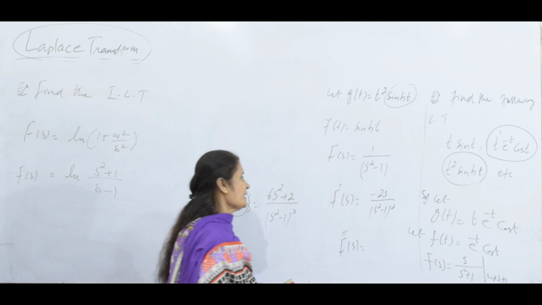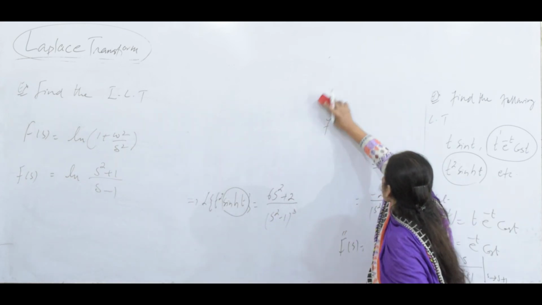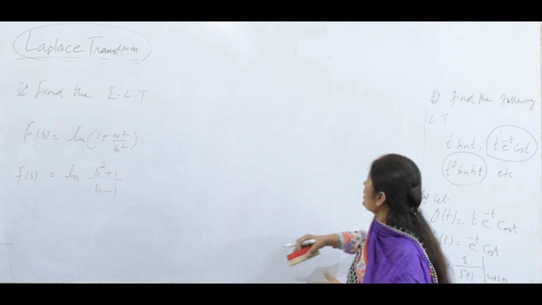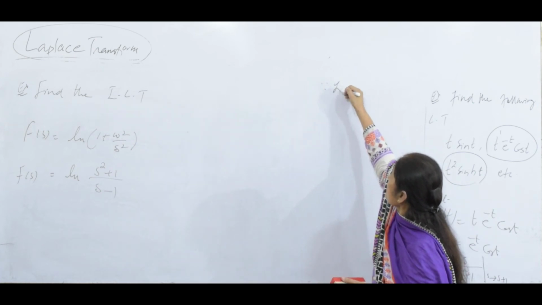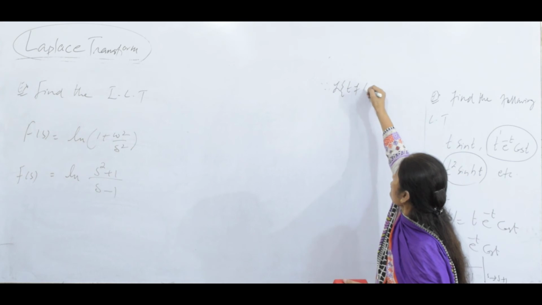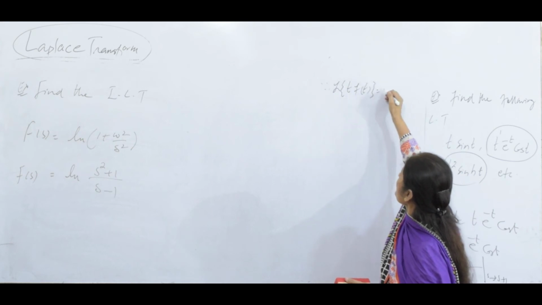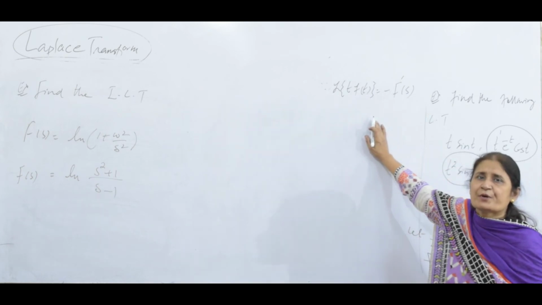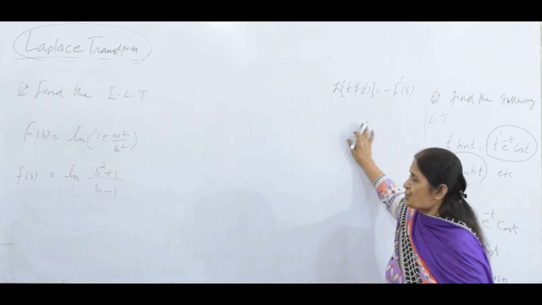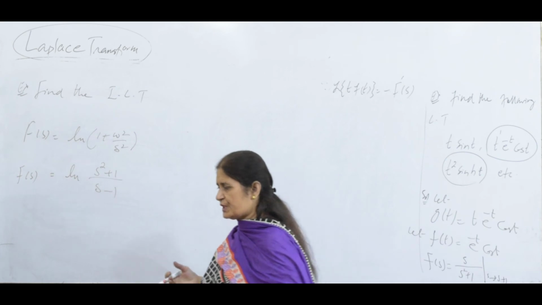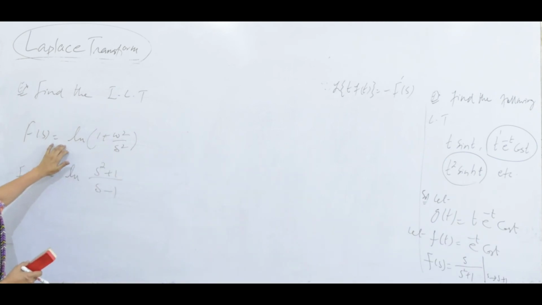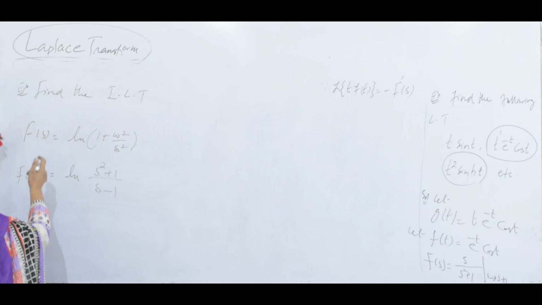So we are finding the Laplace inverse by using the property of differentiation we have just discussed. Laplace transform of t f of t is minus f dash s. This is the property we have used. So we are using the same property and we are finding the Laplace inverse of the functions. Let me have question 1.